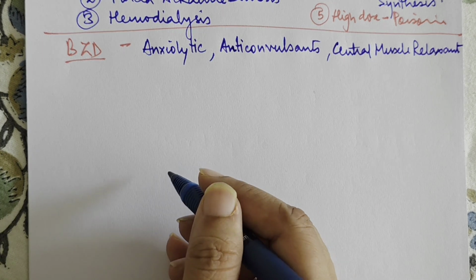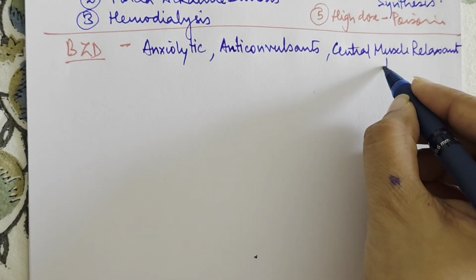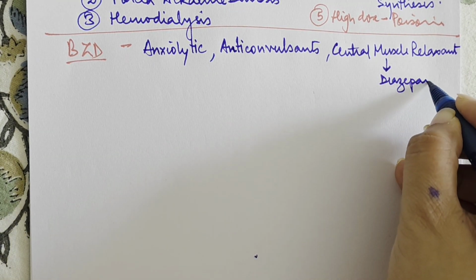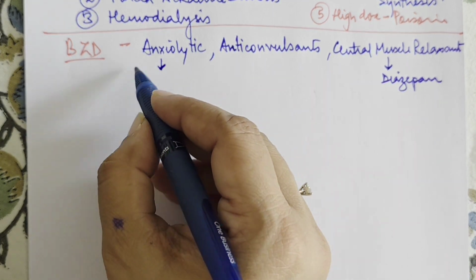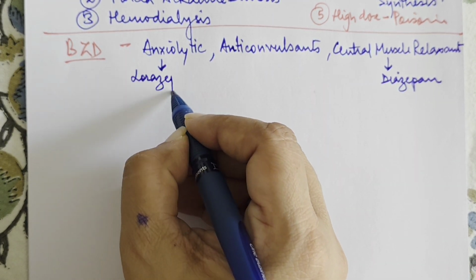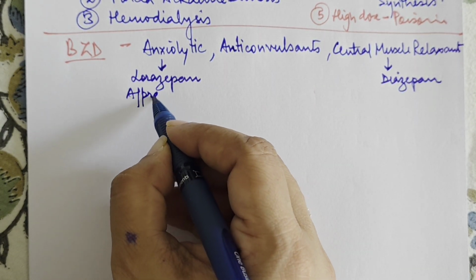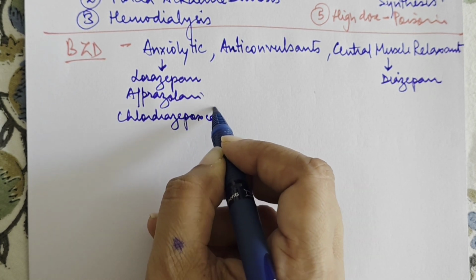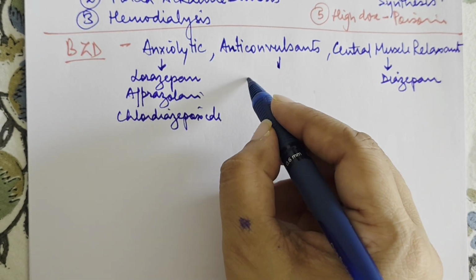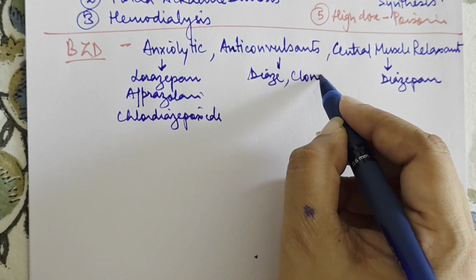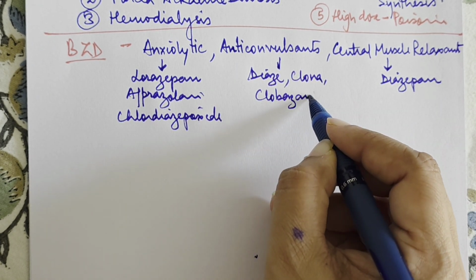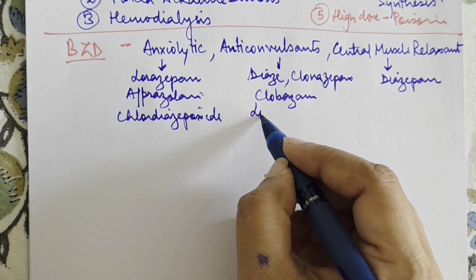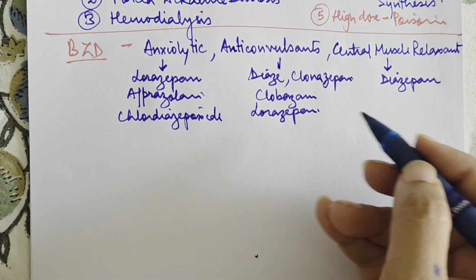Now, as a central muscle relaxant, normally diazepam is used. Then for anti-anxiety, we have diazepam, lorazepam, alprazolam, which is very commonly used, and chlordiazepoxide. In muscle relaxants, chlordiazepoxide is also used. In anticonvulsants we have diazepam, clonazepam, clobazam, and lorazepam. So these are the various drugs.